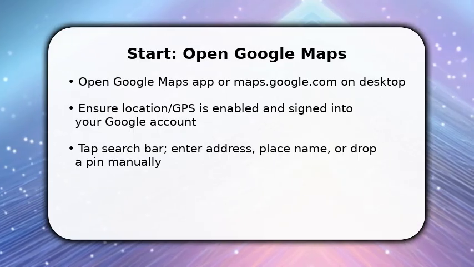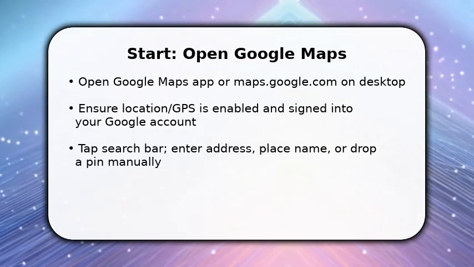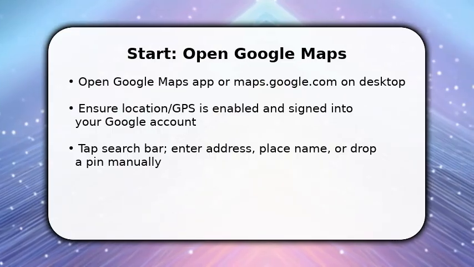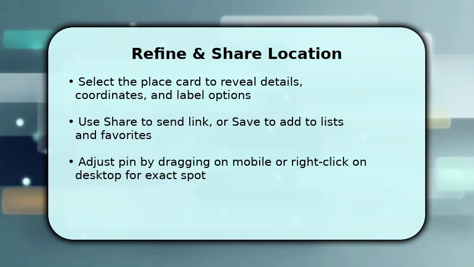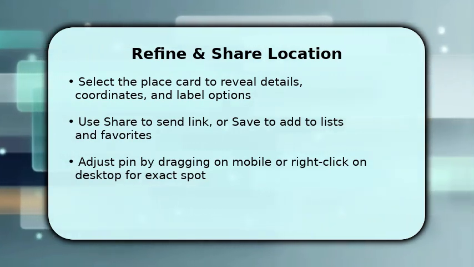Once done, glance at the info card that appears. It contains the name, address, and share or directions buttons you will use next. You now refine the location. Tap the place card to see coordinates and more actions because precision matters when sharing.